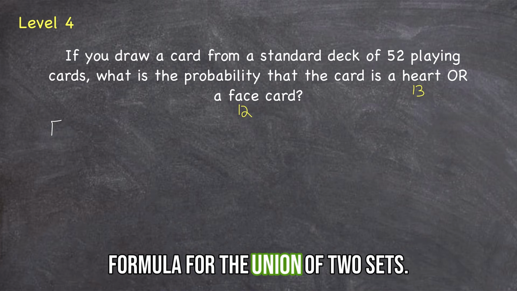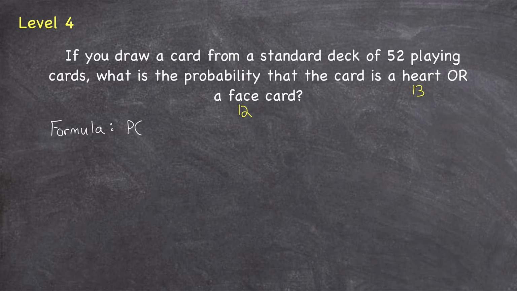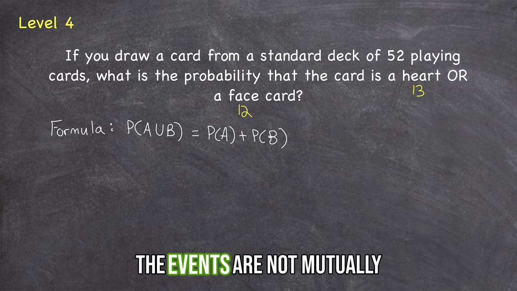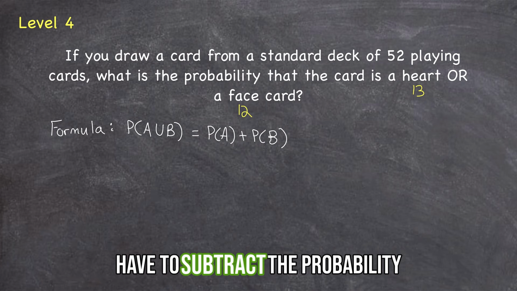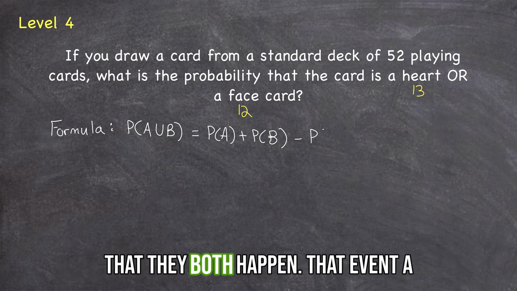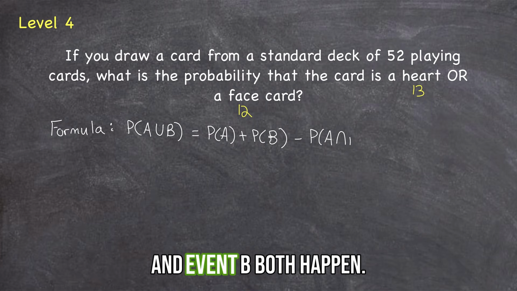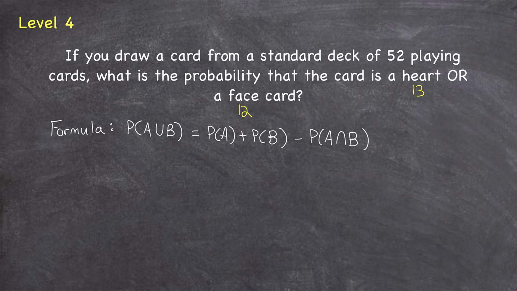The formula for the union of 2 sets, if I want the probability that event A or event B happens, is the probability of event A happening plus the probability of event B happening. Now, if the events are not mutually exclusive, like these events, we also have to subtract the probability that event A and event B both happen. For this question, when we draw a card, it is possible for the card to be both a heart and a face card, which is why we need this part of the formula.